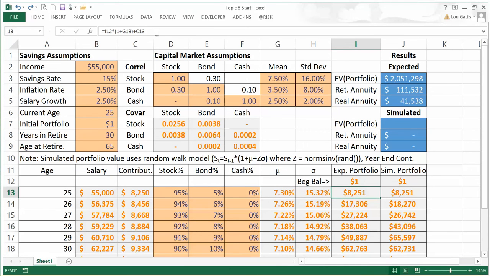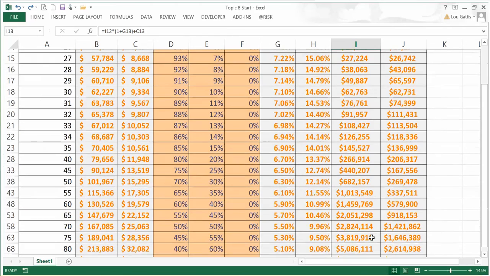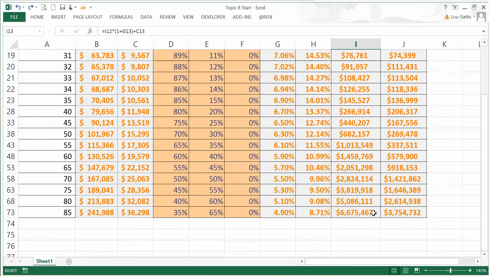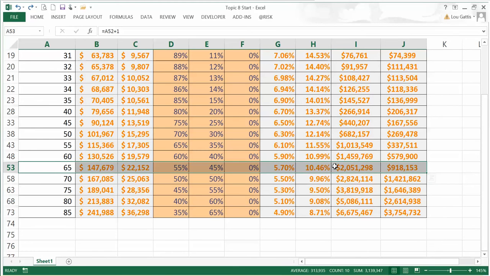My ending portfolio balance would just be my initial portfolio balance times 1 plus the mean return of the portfolio, plus the contribution. I'm going to assume these are year-end contributions. Therefore, the return is not on the contribution, you do not get a 7.3% on the contribution, only on the initial balance. And then I just copy that formula down, and I get an expected portfolio value. And I just took this out to 85 years, even though this person is going to retire here at age 65 with an expected portfolio value of 2.051 million.